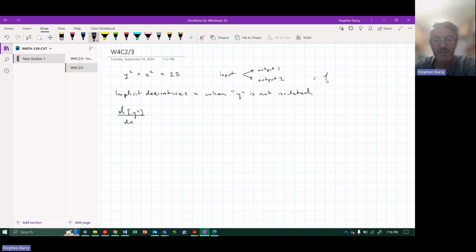The question says find dy dx, which is the derivative. This notation is more precise than using, I mean, this means the same thing as y prime, f prime x. Those all mean the same thing, but this one's much more descriptive about what's happening. And I'll explain in a minute.